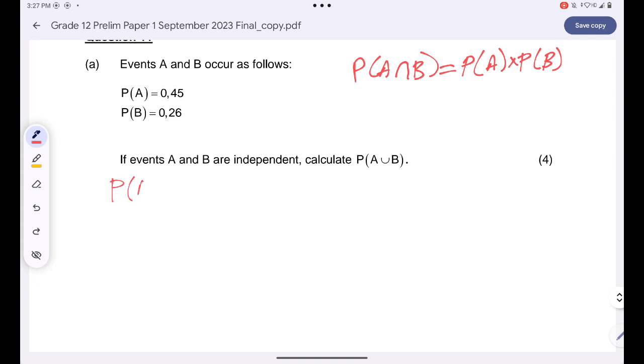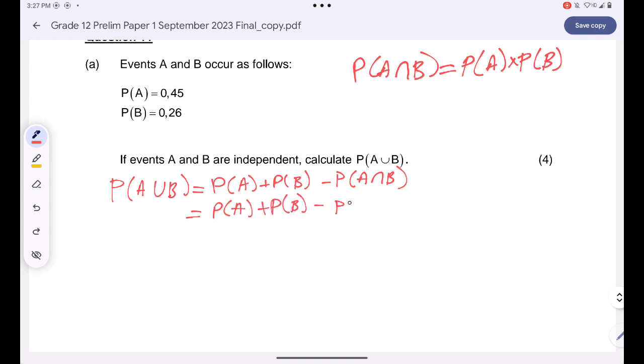So the probability of A or B is basically the probability of A plus that of B minus the probability of A and B together, right? The probability of A plus that of B minus the product of the probability of A and the probability of B. I'm multiplying these two because we were told that events A and B are independent.